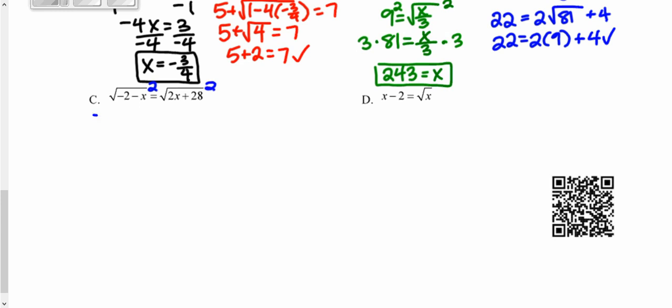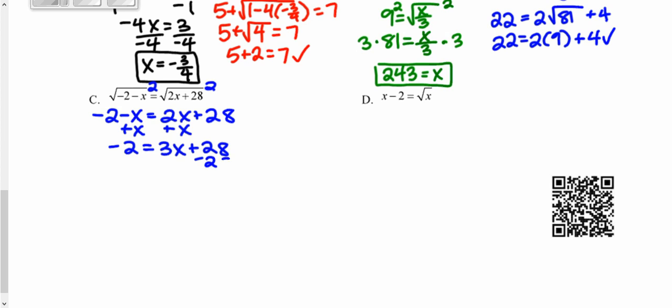All right, moving on to C. So when you have a square root equals the square root, it looks tricky, but it's actually pretty easy. Let's start by squaring both sides and lifting the square root off of both of those. So now to solve, I'm going to add x. So I have negative 2 equals 3x plus 28. And then I'm going to subtract 28 over. So I get negative 30 equals 3x. Divide by 3 and I get negative 10 equals x.